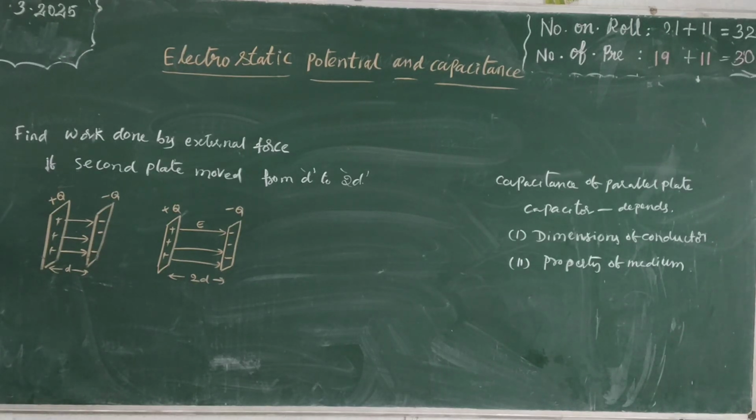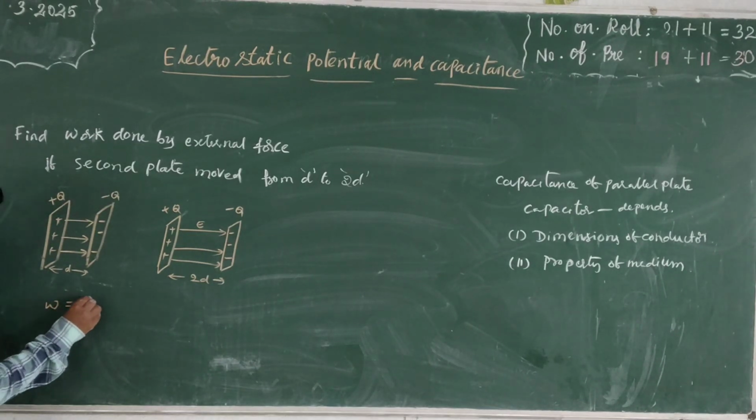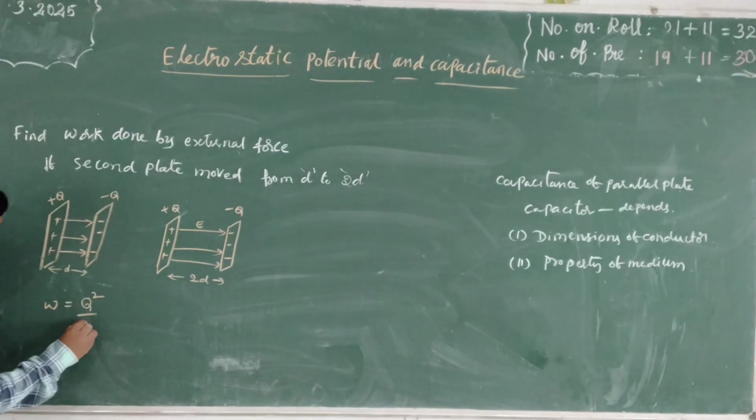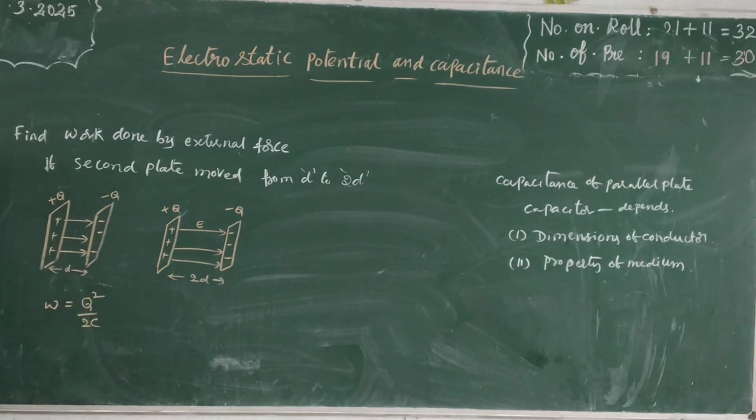For that we have a formula for the work done by the electric force or external force: Q square by 2C. This is the formula for work done by the external force, Q square by 2C.